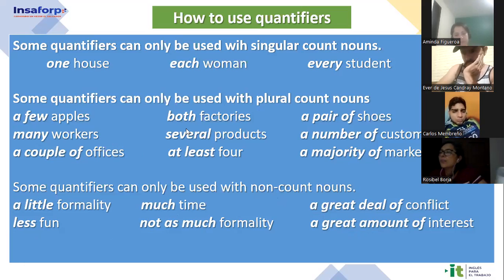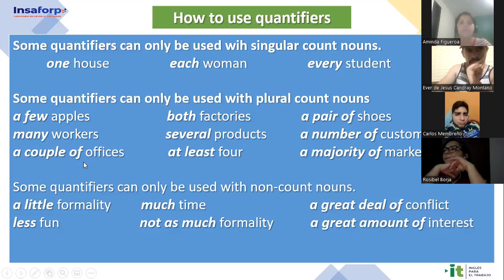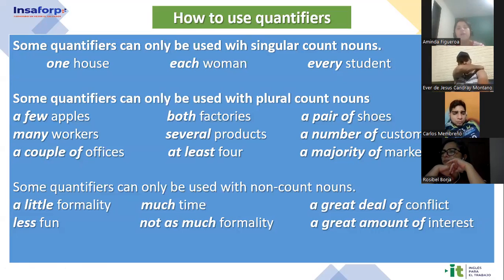Again, one, each, every, exclusive for singular count. A few, many, a couple of, both, several, at least, a pair of, a number of, and a majority of, exclusive for plural count nouns. And a little, less, much, not as much, a great deal of, a great amount of, exclusive for non-count nouns. Right? Good. Any question, class?